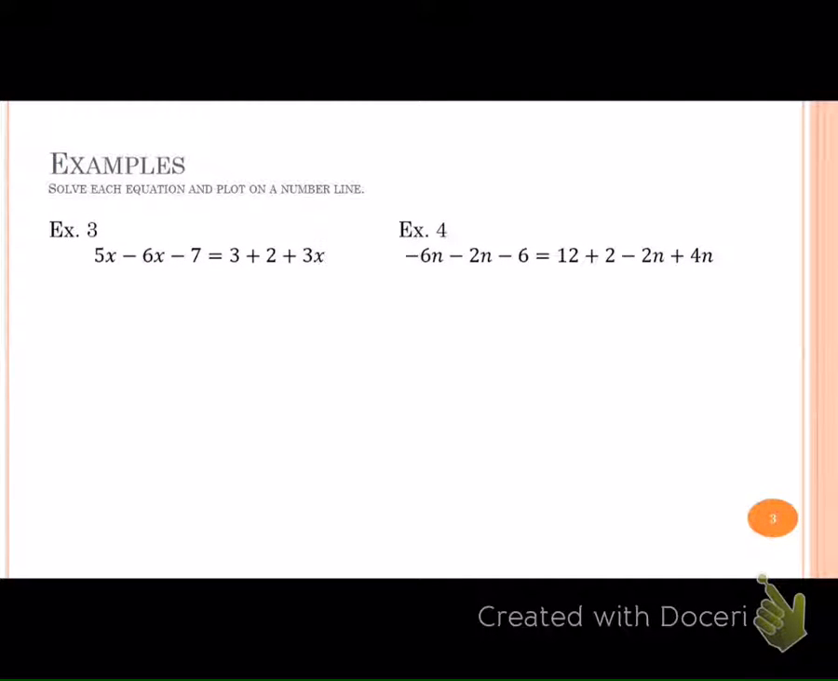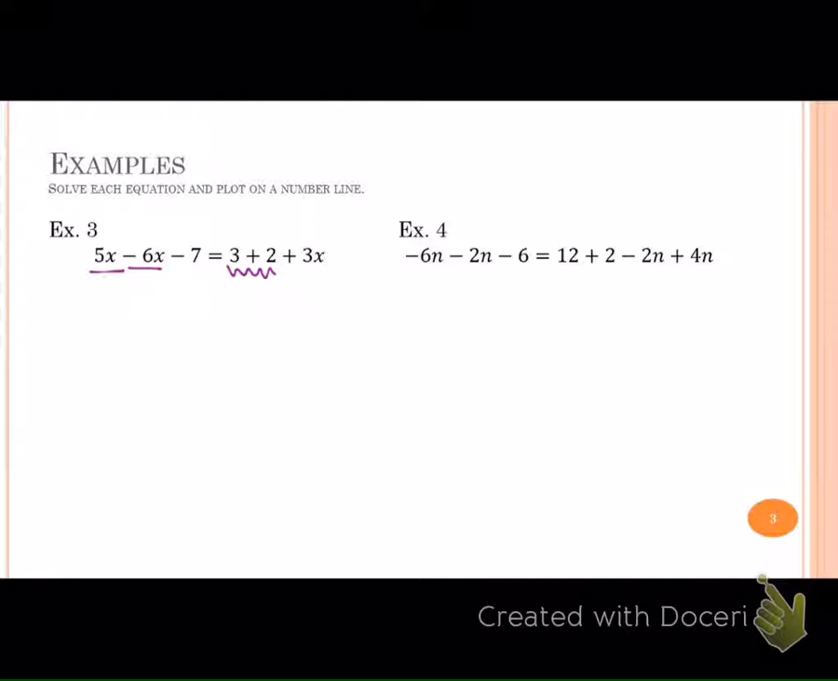All right, example 3. Myra, is that right? Okay, what do I have to do first? Yeah, so what are some of my like terms? Okay, and how about the other side? Are there like terms on the other side? What are they? Very, very good.